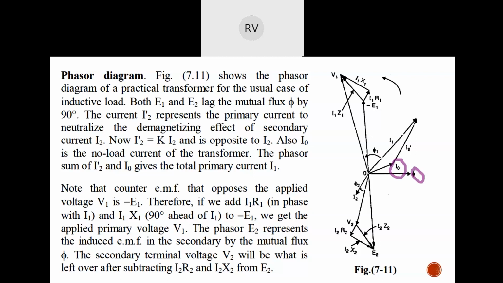Now you can see here that E1 is there, right? This is minus E1. E1 will generally be in this direction, so we are taking it in the opposite direction and representing it as minus E1. Okay, minus E1 is there. For that minus E1, if you are adding I1R1, sorry, before that we need to go here.